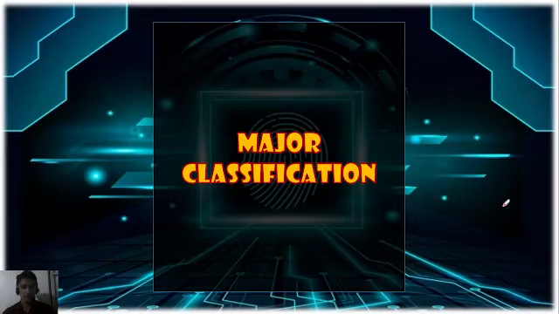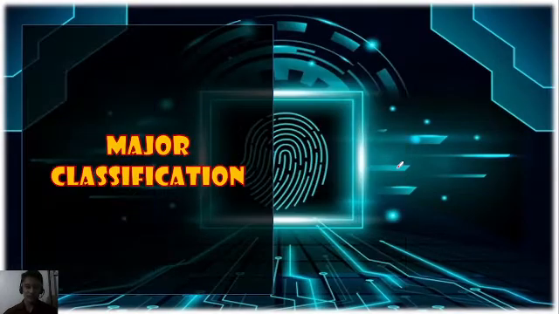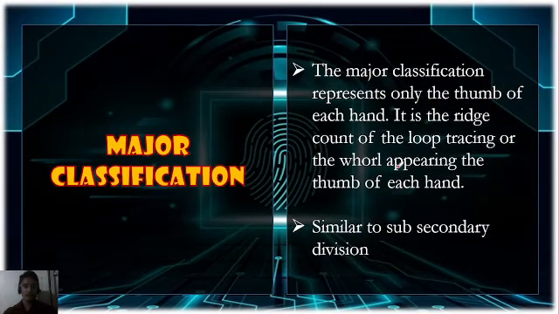So the last time, we finished the primary classification, the secondary classification, and the sub-secondary classification. So we are going to have now the major classification. What is major classification all about, how are we going to obtain it, and what are the fingers involved in major classification? Tignan po natin dito, yan po yung pag-aaralan natin sa video ito.